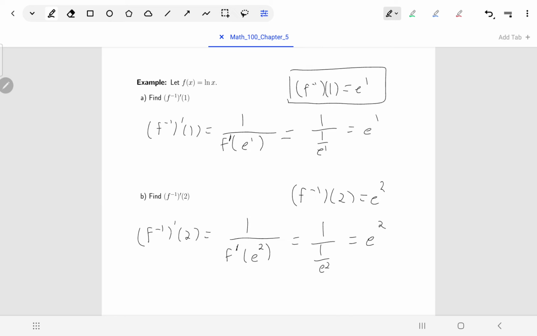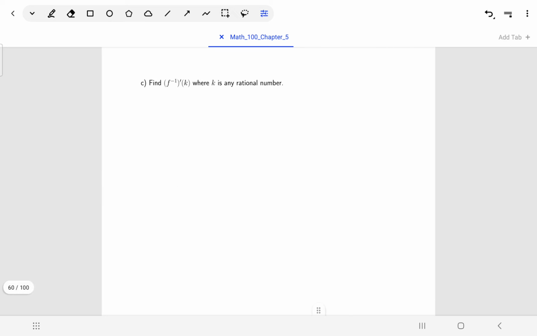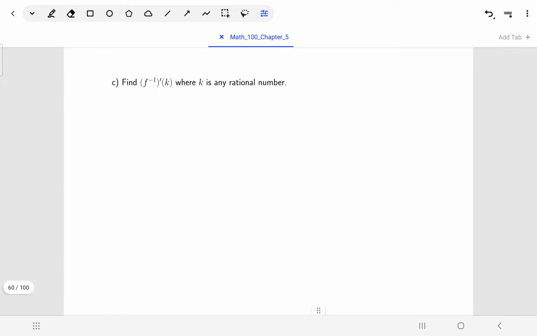So maybe we might want to generalize. Right now, we're only generalizing because we haven't officially proven that powers make sense when they're real powers yet. We will get there very shortly. So here I'm going to extend it one step further and say we're looking at the derivative of f inverse for just any rational number k. I know on the side that f inverse of k would be e to the k, because natural log of e to the k would be k.